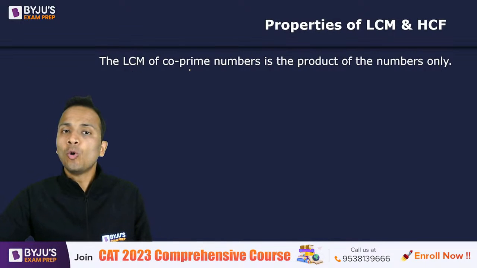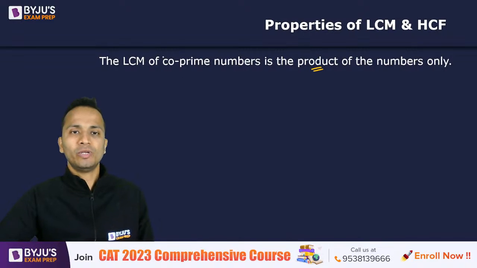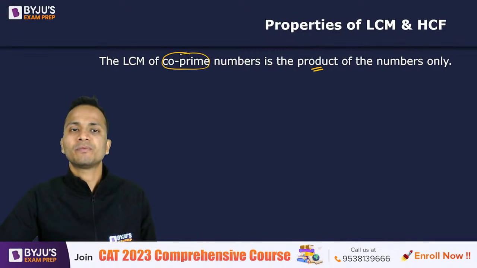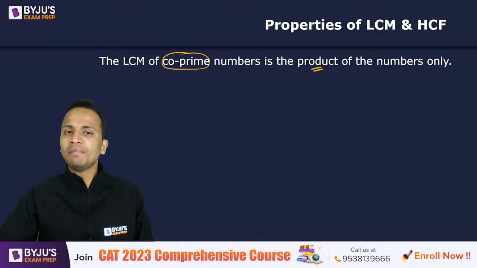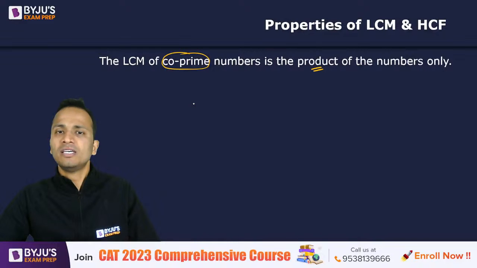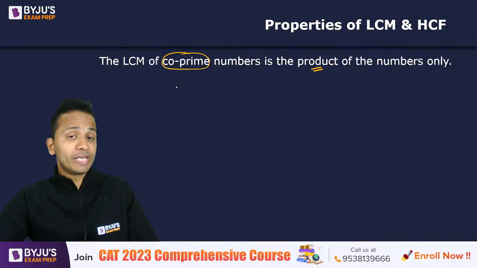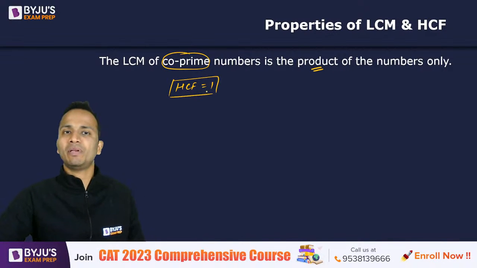LCM of co-prime numbers is always the product of the numbers only. Now what are co-prime numbers? Co-prime numbers are those numbers which do not have any common factor except one. Or we can say that their highest common factor is equal to 1. So such numbers are co-prime numbers.